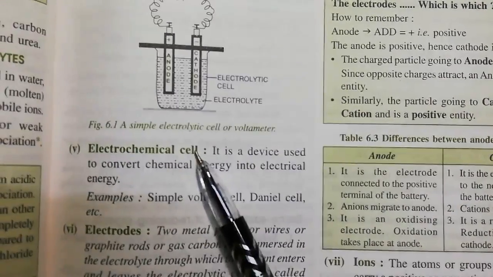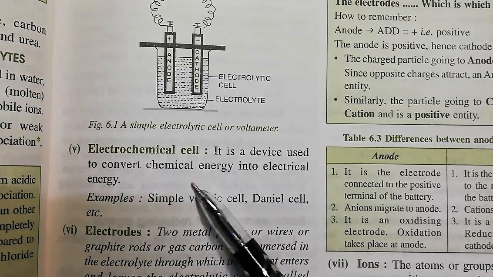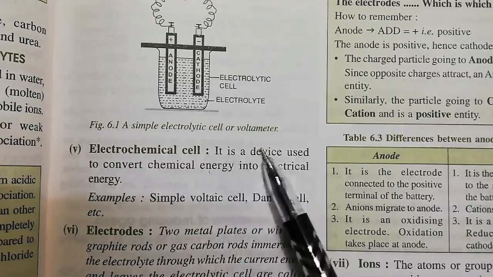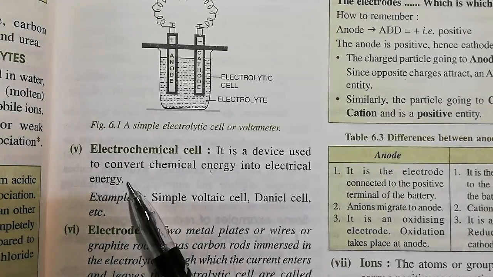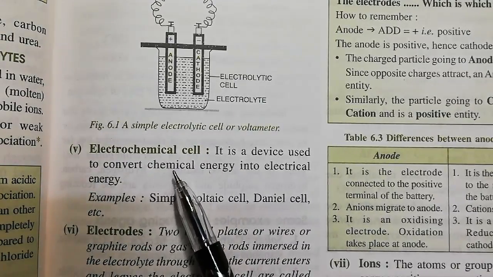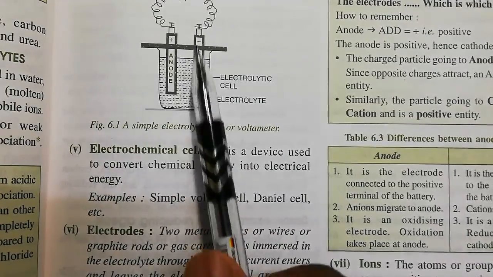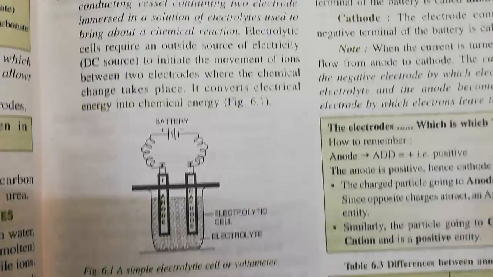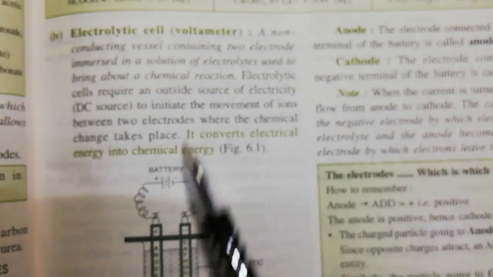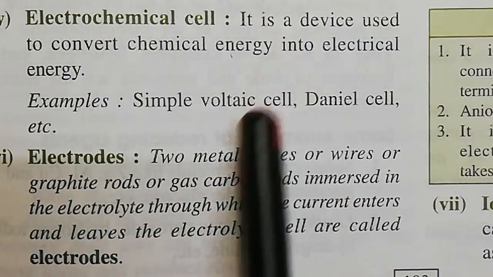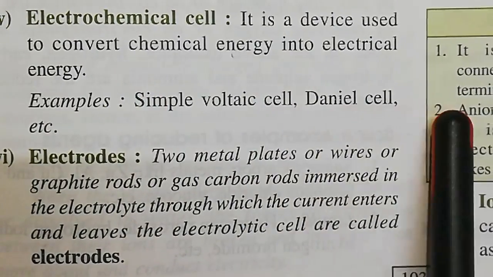Now let's move to the electrochemical cell. That is not in our syllabus actually, but you have to know that an electrochemical cell is a device used to convert chemical energy into electrical energy. That means you get electrical energy at the cost of chemical energy, but in the voltameter here it is the opposite. Electrochemical cells can be a simple voltaic cell or a Daniell cell.